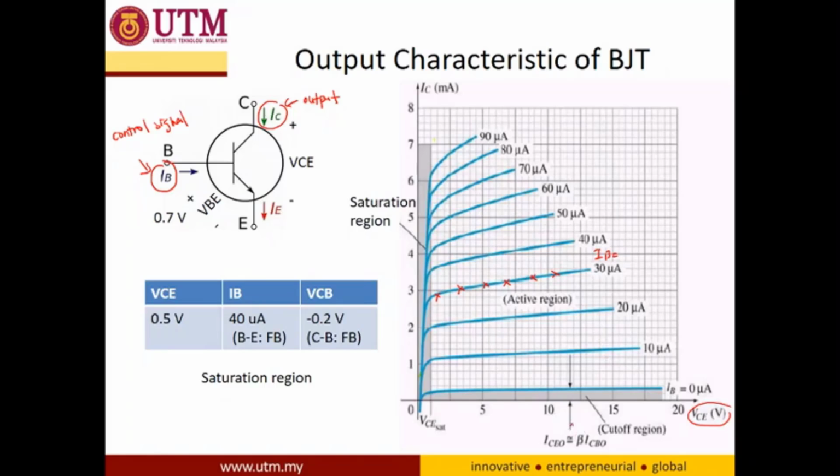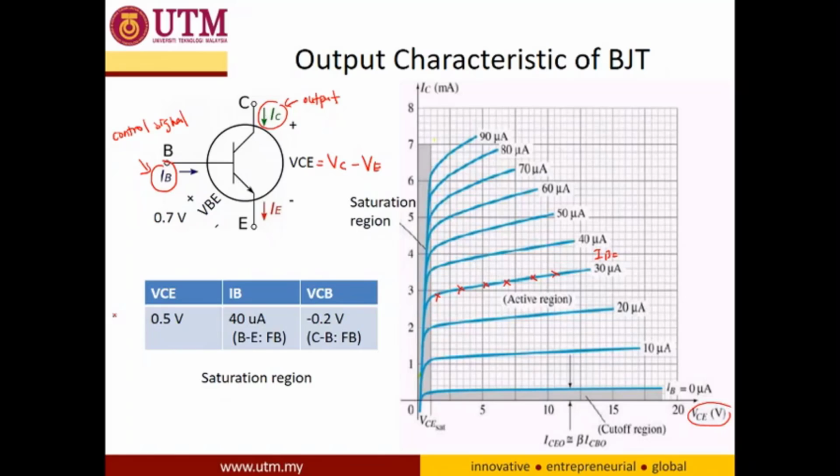Okay, what is VCE? I forgot to explain what VCE is. VCE is the voltage at the collector minus the voltage at the emitter. So VCE is the voltage at the collector with respect to the emitter. VCE equals VC minus VE.